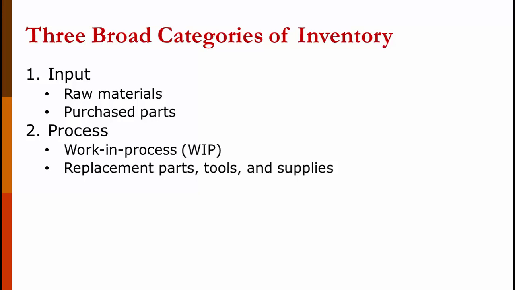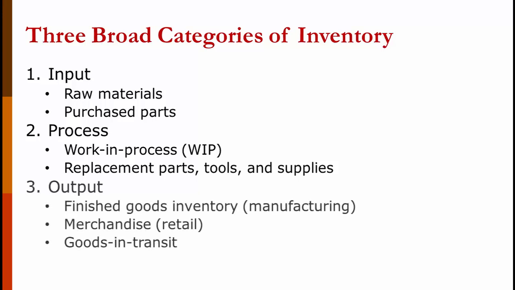So that's the drill bits for the assembly line, the tools you need to change them, hydraulic fluid, things like that. And then there's output inventory. That's stuff that we've finished with, but we haven't sold yet. If we're still holding on to it, whether at the factory or at a warehouse, we call that finished goods inventory. If we're retail, we call it merchandise.